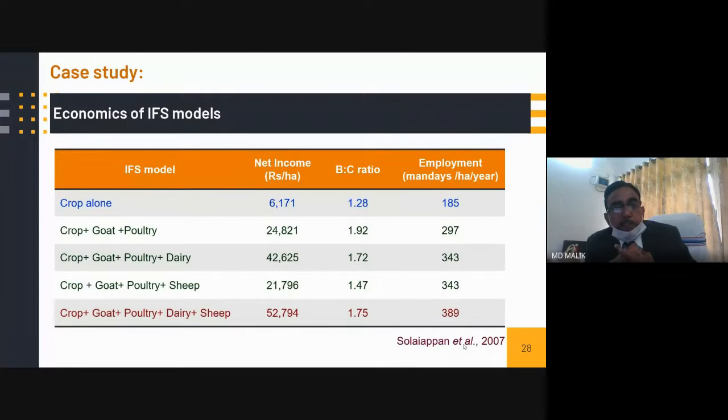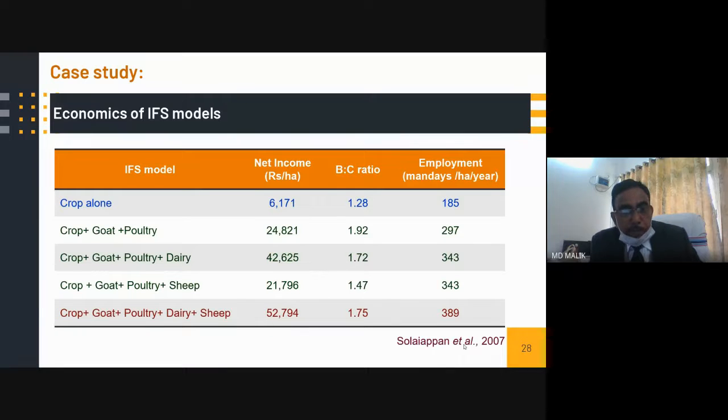When we see how the economics works in the IFS models, when we include the components of crops, goat, poultry, the net income is nearly, when kharif crop only, 6,000 per hectare. When we include these components on the same unit of land, the production has increased, to 24,000. It is 10 years back data. So when we include crop, goat, poultry, the livestock components in the integrated farming system, the income increases. And you see how the employment opportunity also increases. We have to consider the employment, that is, man days per hectare per year. So the opportunity is very good.